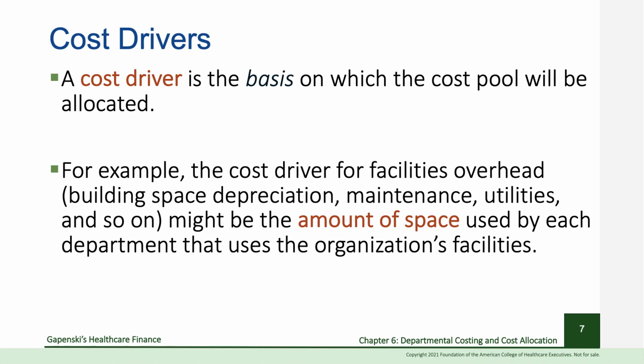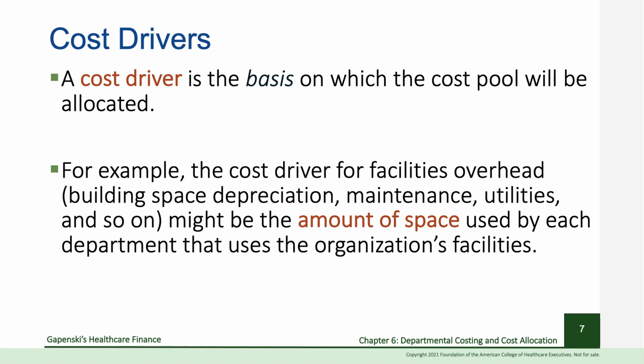Another example is that the cost of a hospital housekeeping department might be allocated to other departments on the basis of the size of each department's physical space. So total housekeeping cost would be the cost pool, and the number of square feet of occupied space would be the cost driver. For housekeeping, the allocation rate is the total housekeeping cost divided by the square footage that is occupied by departments that receive allocation.